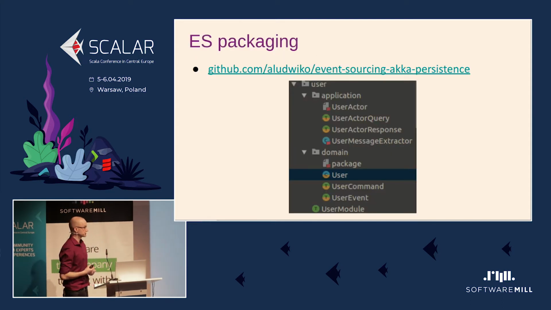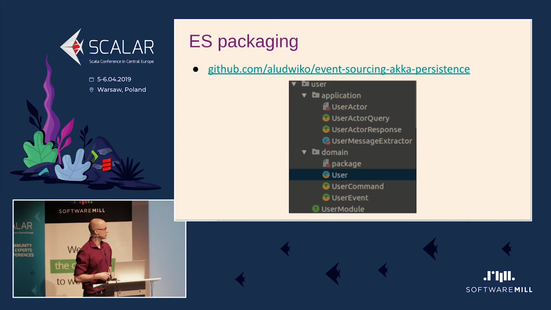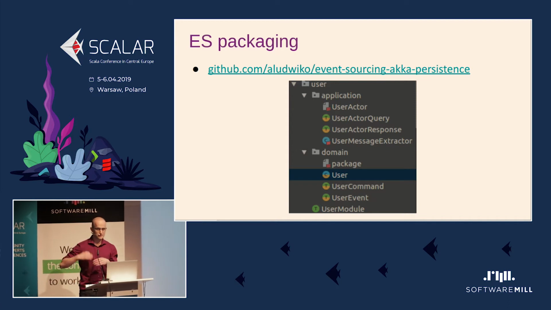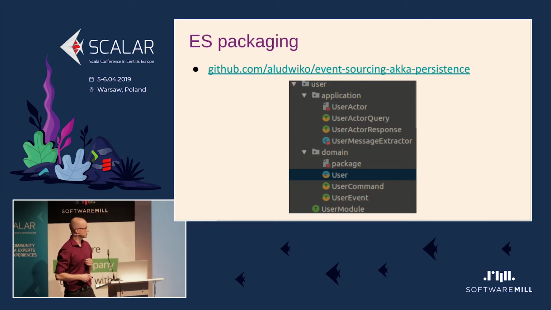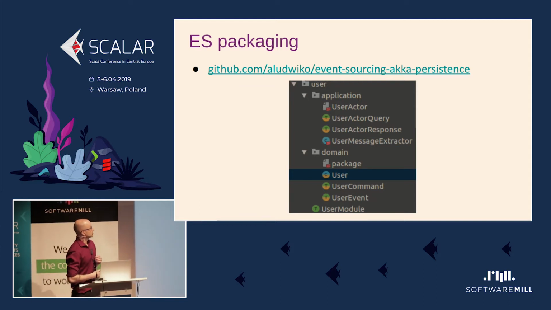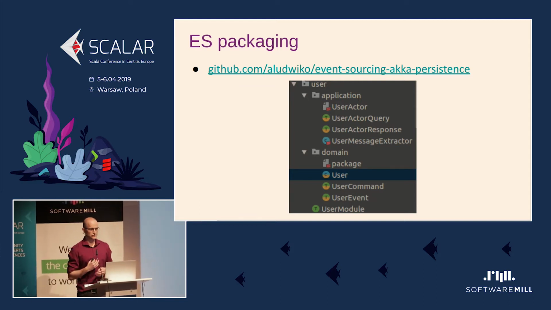Back to the beginnings and proper packaging. You can start with something very easy, where you have a domain package with all the event sourcing domain-related stuff like commands, events, state, and an application package. The application package is the place for the library or framework. If you want to check the full example, just go to my GitHub.